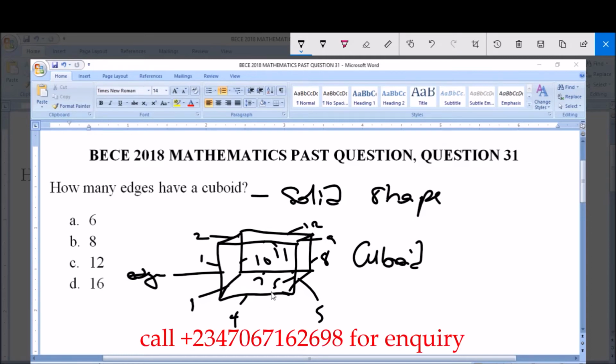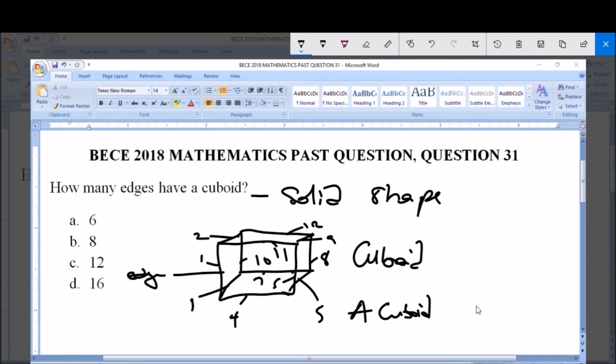So therefore, a cuboid has how many edges? A cuboid has 12 edges. Now these points here are called the vertices, but that is not what we are concerned with. We are concerned with the edges, which are these lines that form the cuboid. So therefore a cuboid has 12 edges.